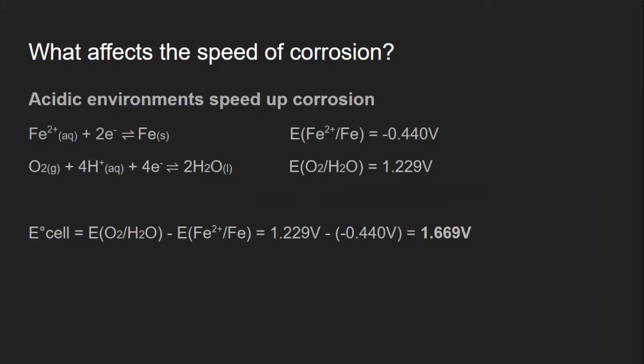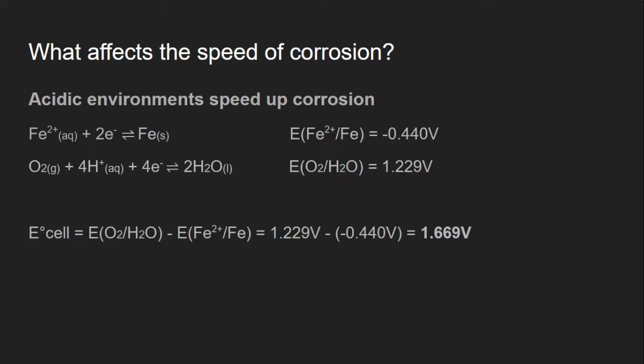So what affects the speed of corrosion? Well, acidic environments actually speed up corrosion. So if we look at the corrosion of iron again, we have the same first half reaction with iron, but we have a different half reaction with water.